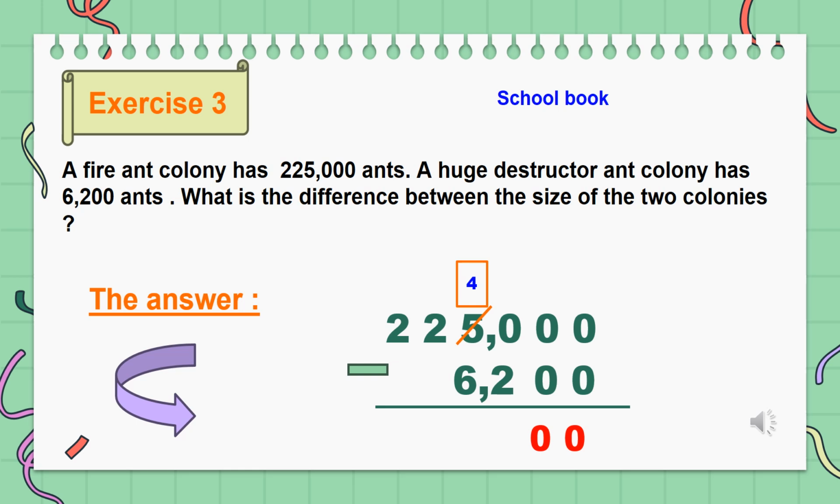5 became 4 and this 0 became 10. 10 minus 2 equals 8. 4 minus 6. I can't make 4 minus 6. So I go to next door, knock, knock, knock. 2 became 1 and this 4 became 14. So now we can subtract 14 minus 6 equals 8. Then I put 1 down and 2 down. So the difference here is 218,800 ants.